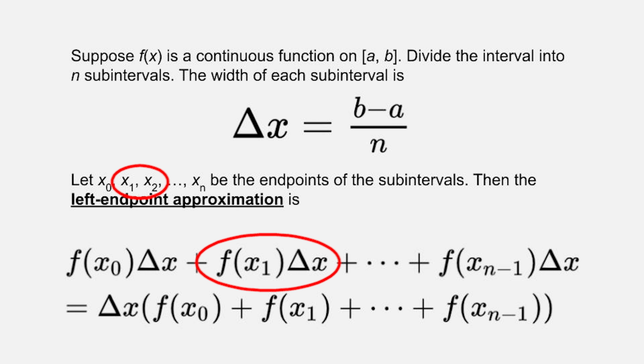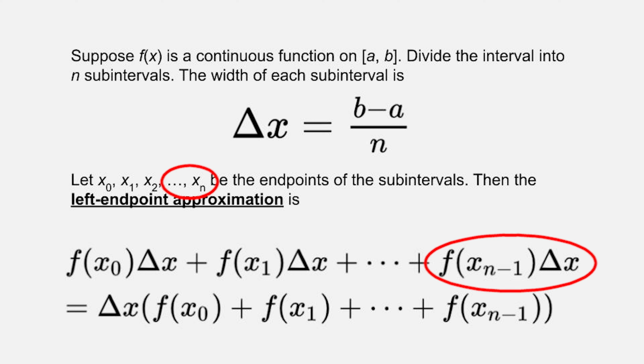The second subinterval is from x1 to x2, and the left endpoint is x1, and so the height of this second rectangle is f of x1, because the height of the rectangle is the height of the function evaluated at x1. And the width is still delta x, and we multiply those two values together to get the area of the second rectangle. And you do that for all of the other rectangles, and the very last subinterval is from xn minus 1 to xn.